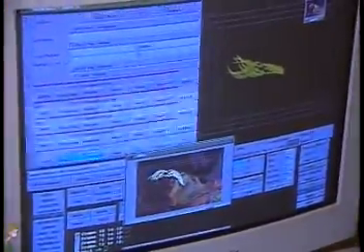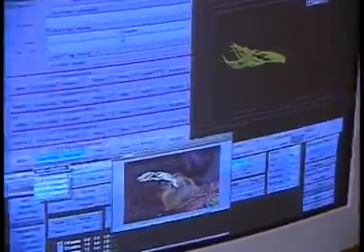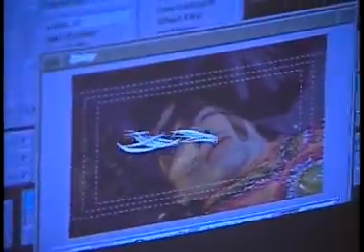This is Kai, one of our heroes, and his essence or his aura is being sucked out of his body by the bad guy, by his shadow. So David is working on the animation of the aura itself to make it look more nebulous, more gaseous, more dangerous.